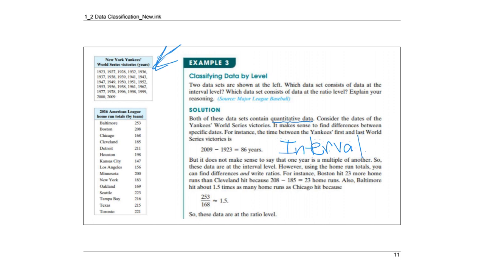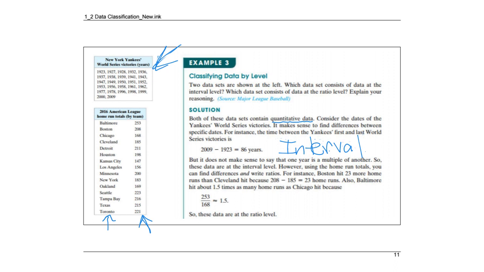Okay. Then let's look at this second chart. On the second chart, we have 2016 American League home run totals by team. So we have the teams here, not necessarily ranked, just listed out. So those are actually qualitative data, or nominal. But here they have the number of home runs. Well, that's definitely quantitative. We could compare those. We could say one team has 50 more home runs than the other. We could compare them percentage-wise.